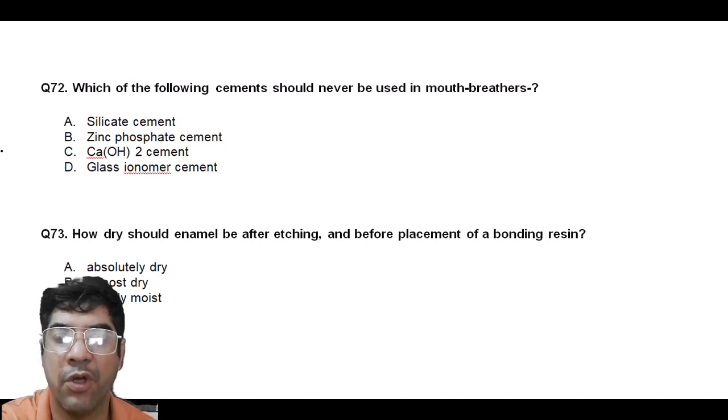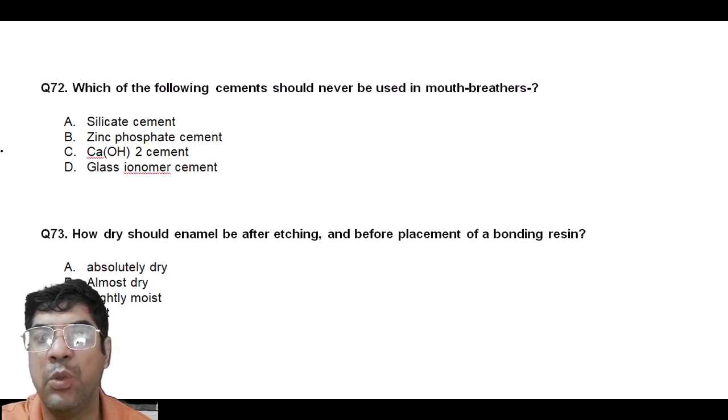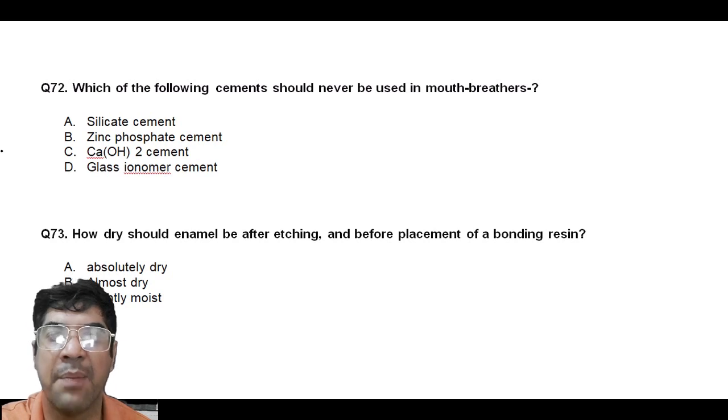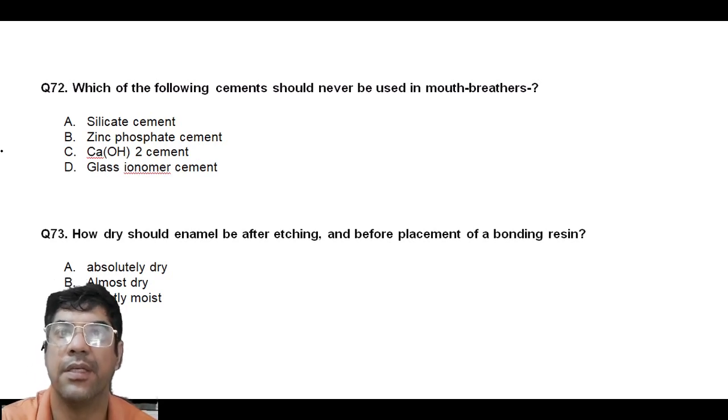Which of the following cements should not be used in mouth breathers? It's the silicate cement. They are contraindicated in mouth breathers. Silicate cements are subject to dehydration. When exposed to air, they rapidly lose water and the surface becomes chalky and crazed. So they are contraindicated in mouth breathers. Rather, the silicate cement should be protected from air by a coat of varnish, etc.